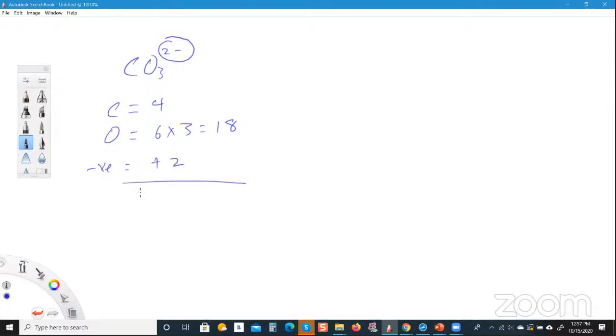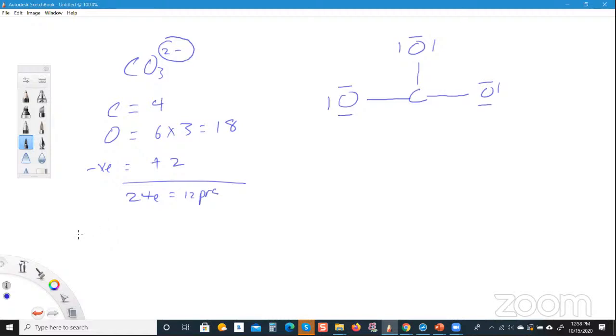So therefore, the answer in terms of the total number of valence electrons would be 24 electrons, which would be equal to 12 pairs, all right? So put the carbon in the middle, surround it with the oxygens, all right? And then we have to start off by putting the bonding pairs, 1, 2, 3, all right? Then 4, 5, 6, 7, 8, 9, 10, 11, 12, all right?